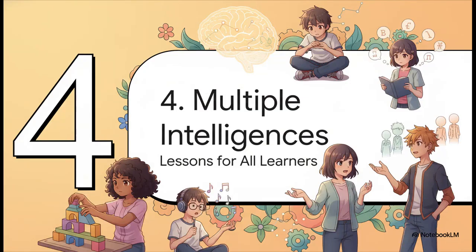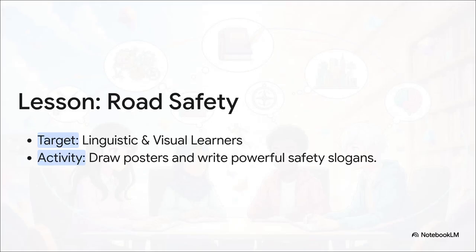All right, time for section 4, the multiple intelligences classroom. Now we're going to switch gears to Gardner's model and look at how you can design lessons that really speak to every type of learner. Okay, let's use a super simple example, a lesson on road safety. How can we teach this one topic in a bunch of different ways?